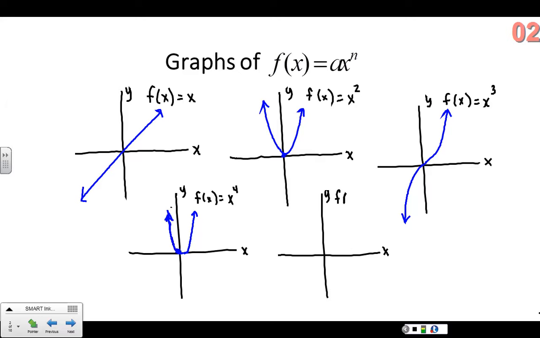F of x equals x to the fifth. X to the fifth is going to look very similar to x cubed, except you're going to be more flat across the bottom. You're going to go through the origin as well. Okay, so it's not going to be as steep. And x to the sixth would be just like the x to the fourth, so it's going to be more flat across the bottom.